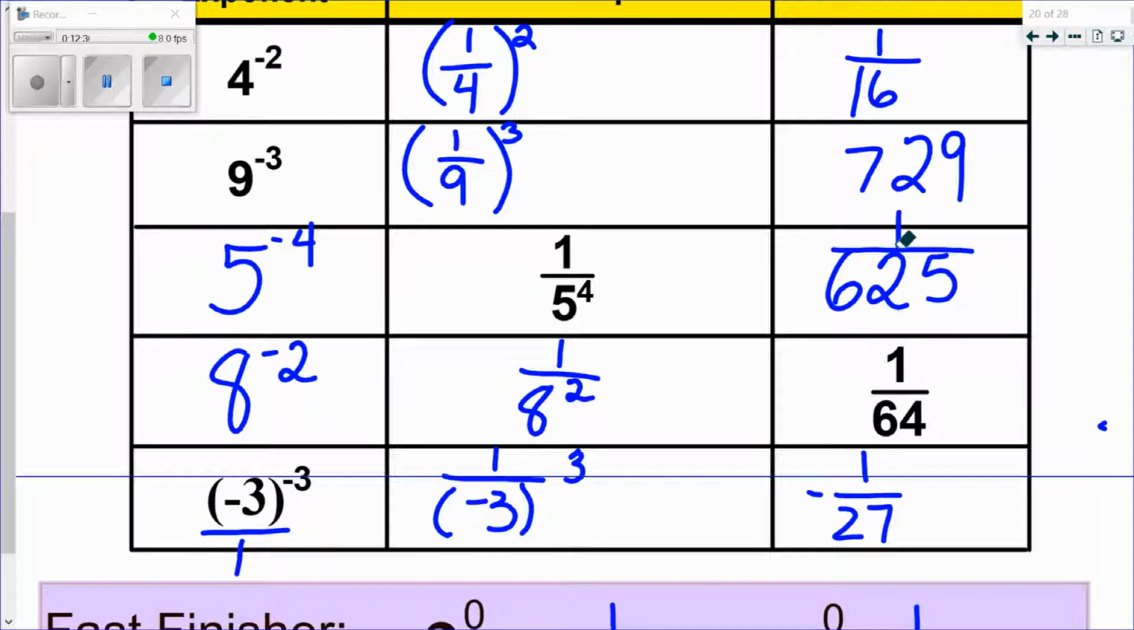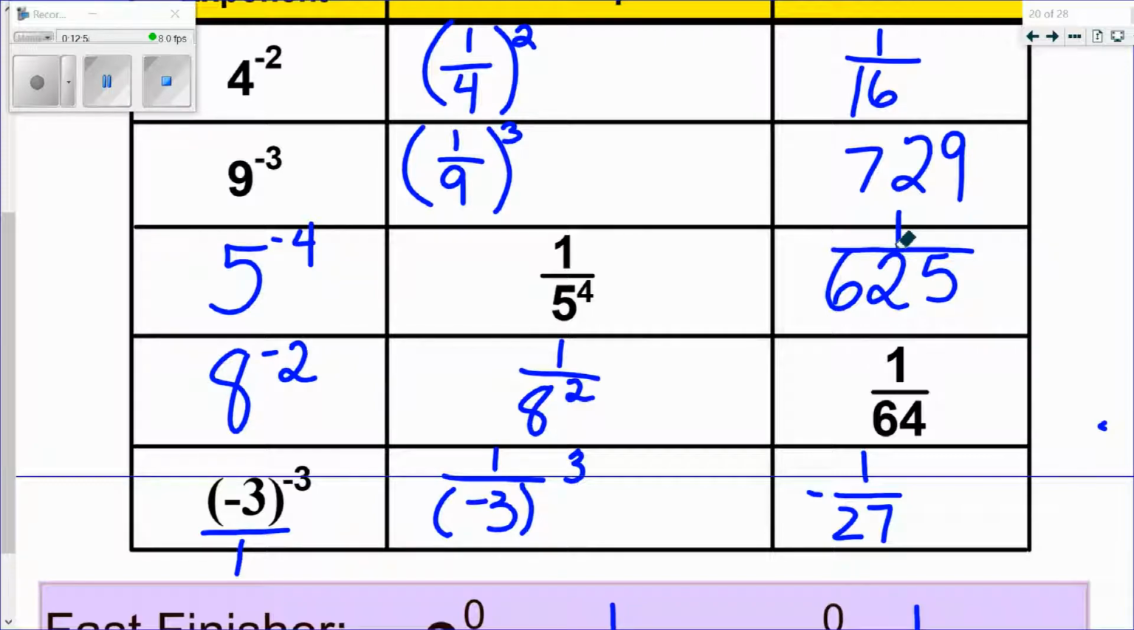And then the next one is 8 to the negative 2, 1 over 8 squared, 1 over 64. Here the base is negative. In parentheses, you put it over 1, it becomes 1 over negative 3, and then you turn the exponent to a positive. And you get negative 1/27.